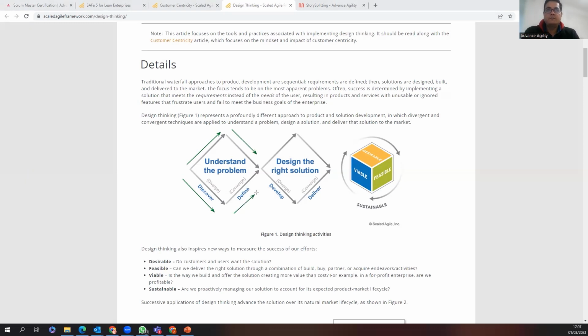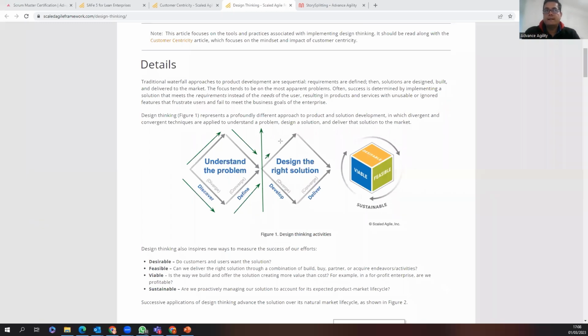Not all the problems can be solved. We can solve a few, so we decide by converging, by defining that, okay, this is the problem that we want to solve. So this is the first diamond, and the output of the first diamond is the product strategy, that these are the problems we want to solve. The second diamond is the solution space, design the right solution.